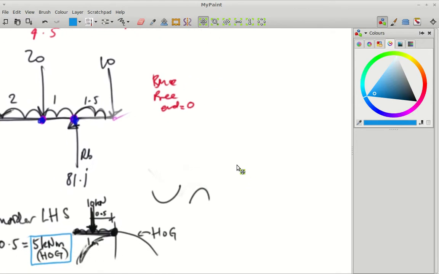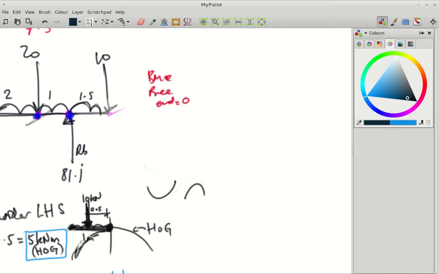So for this 20 kilonewton point load, that's this one. For the bending moment at the 20 point load, we'll do the right hand side this time. Consider the right hand side. There's fewer forces, so it makes sense. Let's draw it on. That's the pivot there. We've got RB coming up of 81.1 kilonewtons, and we've got this UDL acting over 2.5 meters, which will give us an equivalent of 25 again.